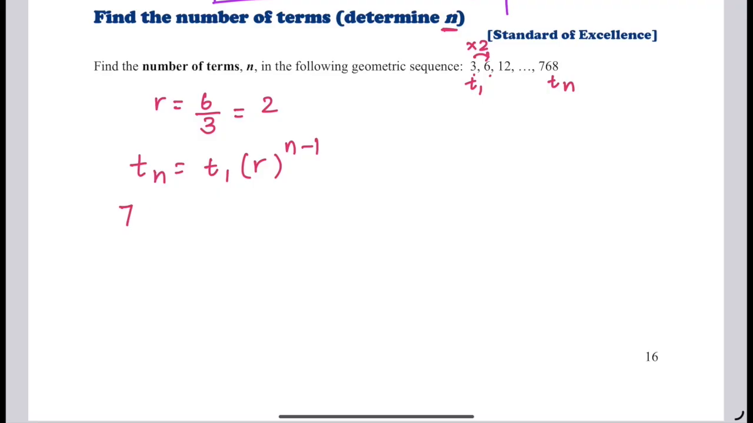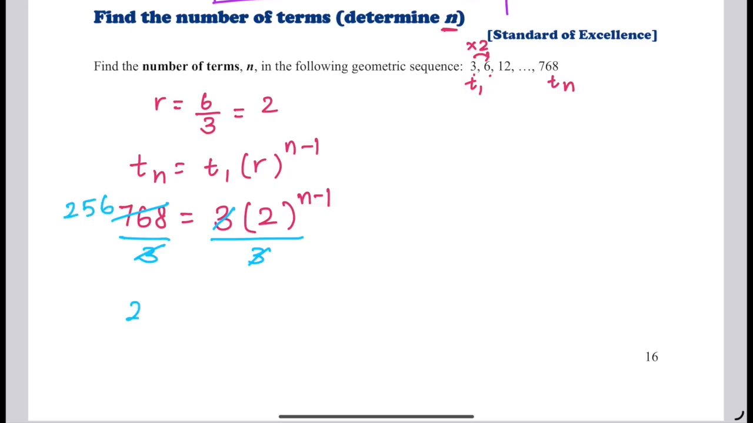Tn is 768, T1 is 3, ratio is 2, n minus 1 as the power. Now I'm going to isolate my n. So to isolate my n, I'll divide both sides by 3. 3 divided by 3 is 1. 768 divided by 3 is 256. So 256 is equal to 2 to the power of n minus 1.